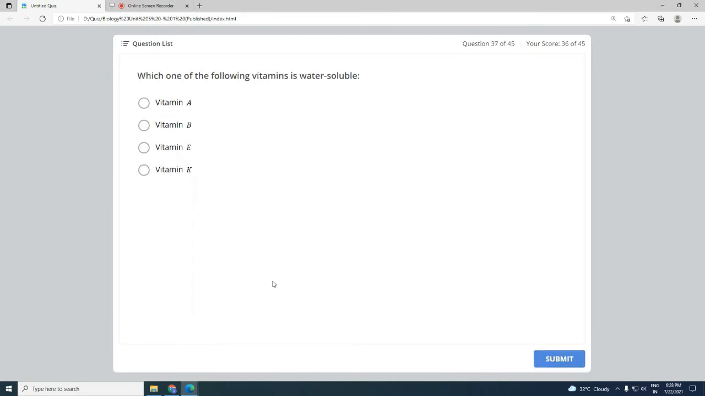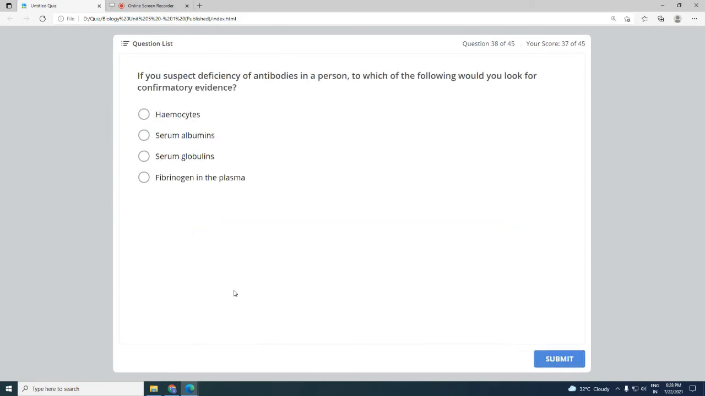Which one of the following vitamins is water soluble? Is it vitamin A, or vitamin B, or vitamin E, or vitamin K? Vitamin B is the right answer. If you suspect deficiency of the antibodies in a person, to which of the following would you look for confirmatory evidence? Is it hemocytes, or serum albumins, or serum globulins, or fibrinogen in the plasma? Which one is the right answer for the 38th question?